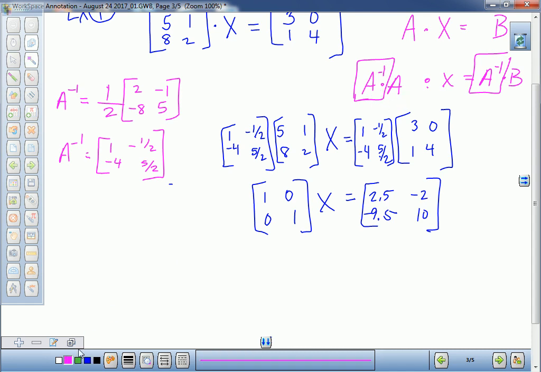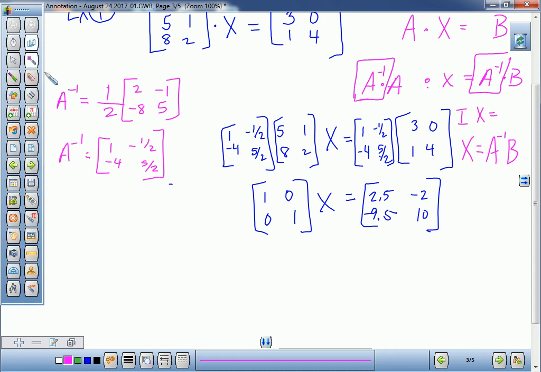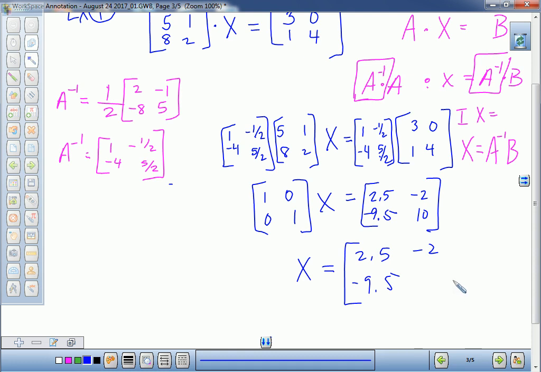this right here we know gives us the identity. So what we're left with on this side is the identity times x equals, this gave me the answer part. Well, what do we know that the identity times any matrix is? It's just that matrix. Yeah. So to get the answer, matrix x is 2.5, -2, -9.5, and 10.